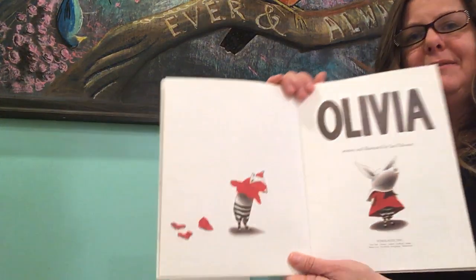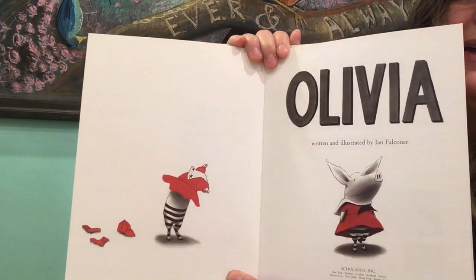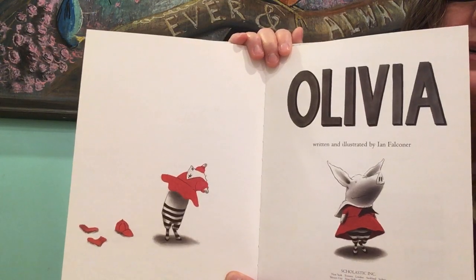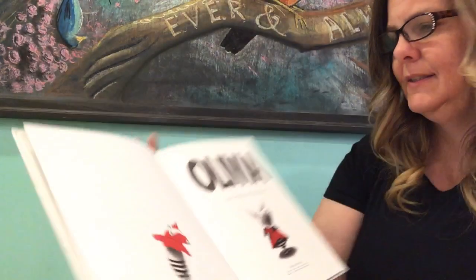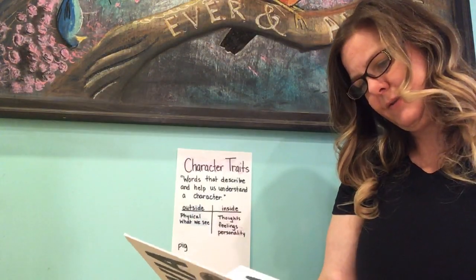So here's Olivia. And we're already learning a little bit about Olivia. What color does she like to wear? She likes to wear red. Looks like she likes to change her clothes.